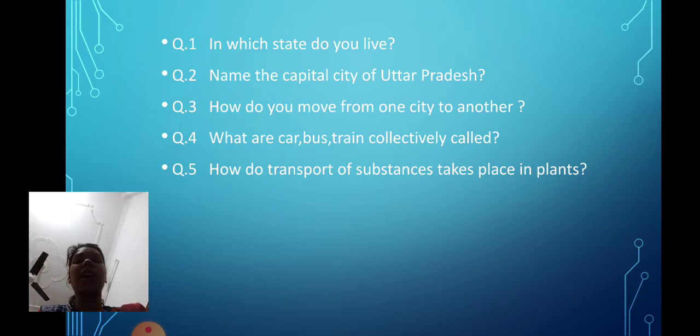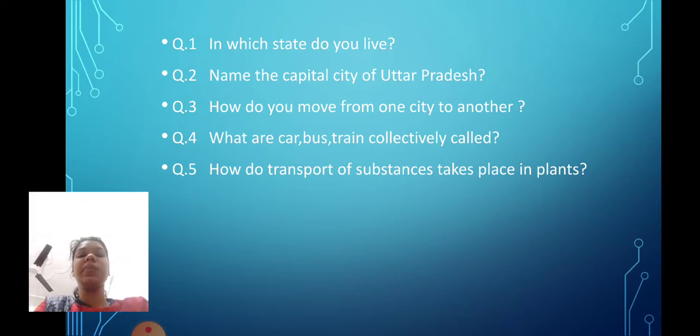What are car, bus, and train collectively called? Car, bus, train are collectively called modes of transport. How does transport of substances take place in plants? Okay, students, now we shall study about transport of substances in plants in detail.